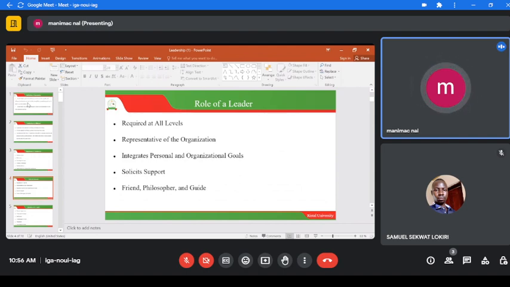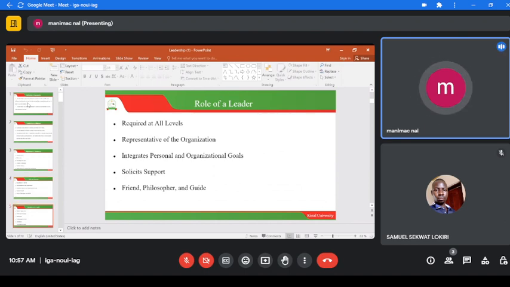Furthermore, they are supposed to integrate personal and organizational goals. So they are supposed to make sure that their personal goals are integrated such that they can fit with their organizational goals. They are also supposed to solicit support or provide support to all the subordinates who need support in a given working environment. Okay. So furthermore, they are supposed also to be a friend and a philosopher, who can foresee what will happen in future and also guide employees who need the guidance.